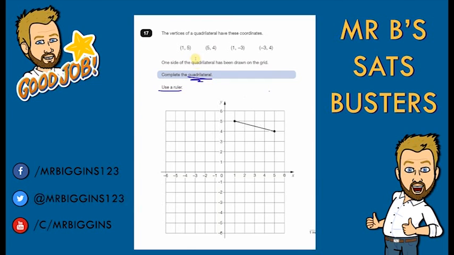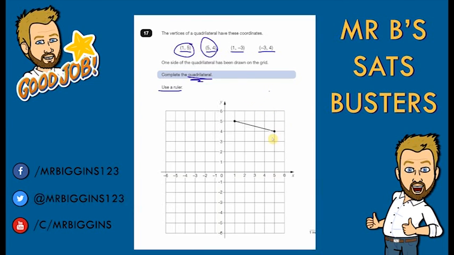Now, these points here, these coordinates, tell us where the different points of the 4-sided shape will be. Now, the first 2 have been done for us. We can see we've got 1, 5, which is that one. Then we've got 5, 4, which is that one. Remember, it's always along the corridor and up the stairs.